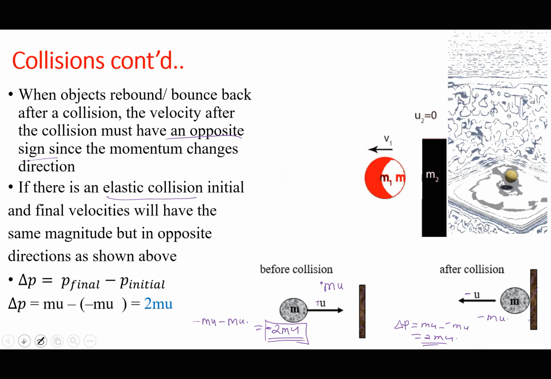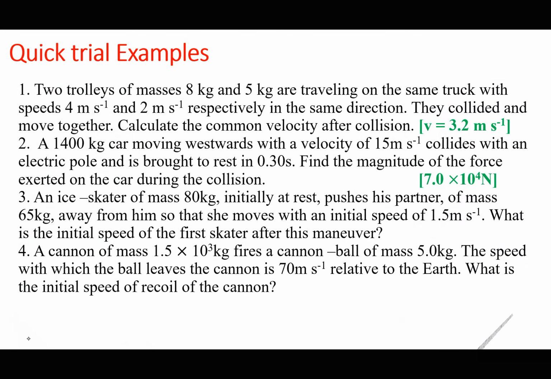Okay, I've given several trial examples for us, but most of them relate to IGCSE, so I'll try to go through them very fast. Two trolleys of mass 80 kilograms and 5 kilograms are traveling on the same track with the speeds 4 meters per second and 2 meters per second respectively in the same direction. So they are moving in the same direction. Let's say they are all moving to the right hand side. So all the speeds are going to be positive.